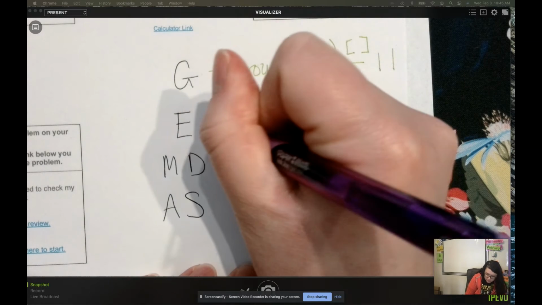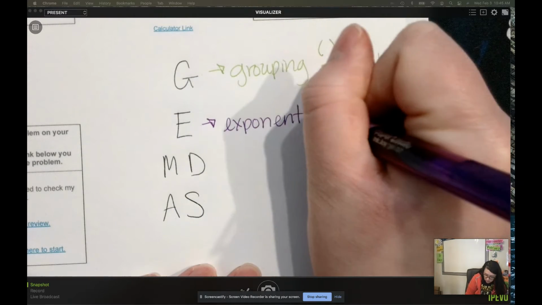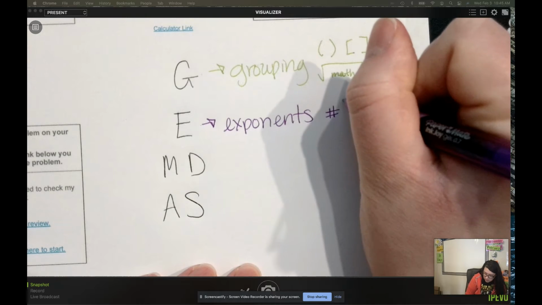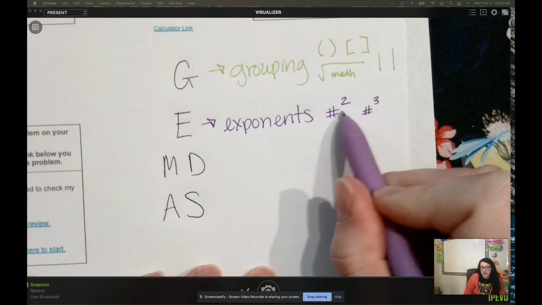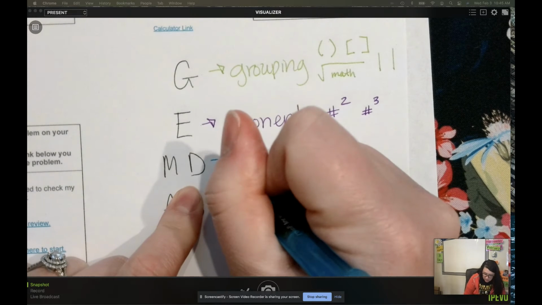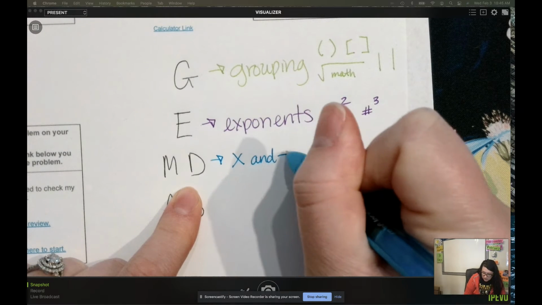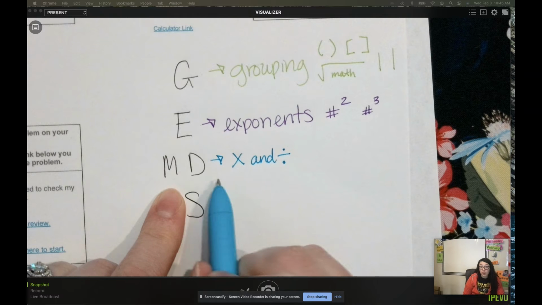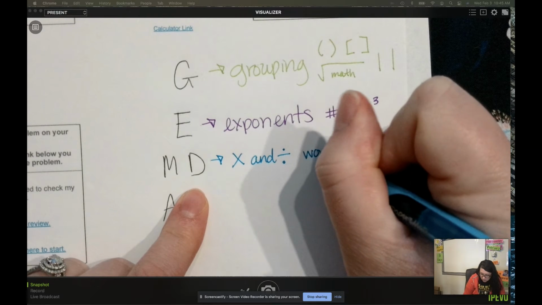Then we would want to do the exponents. So if we have like some number squared or some number to the third power, anything with exponents, we would want to simplify that. The next step is multiplication and division. Remember, when we do multiplication and division, we work left to right.